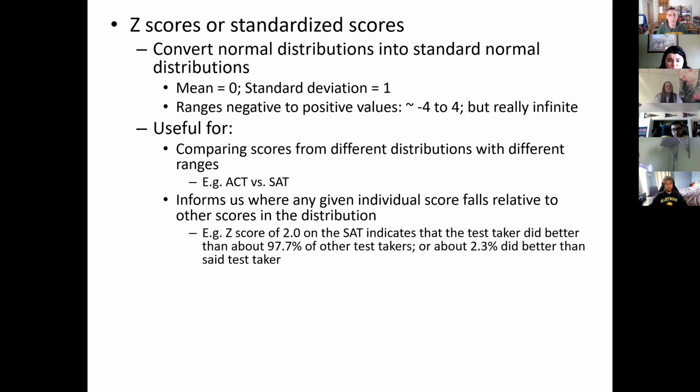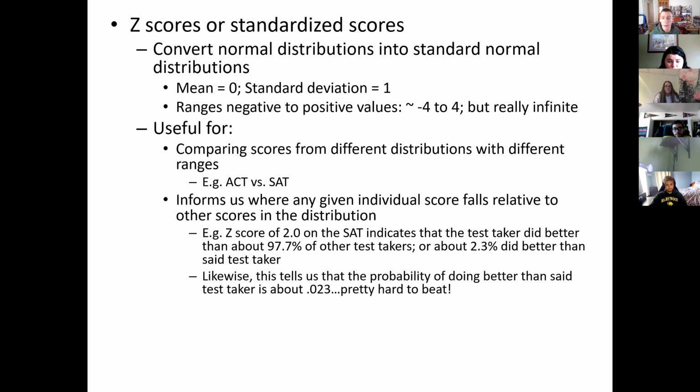So this informs us where any given individual score falls relative to other scores in the distribution. So a Z score of 2 on the SAT indicates that this test taker did better than about 97.7% of other test takers, or about 2.3% did better than that test taker. I'll show you where I got that 97.7% from in a second.